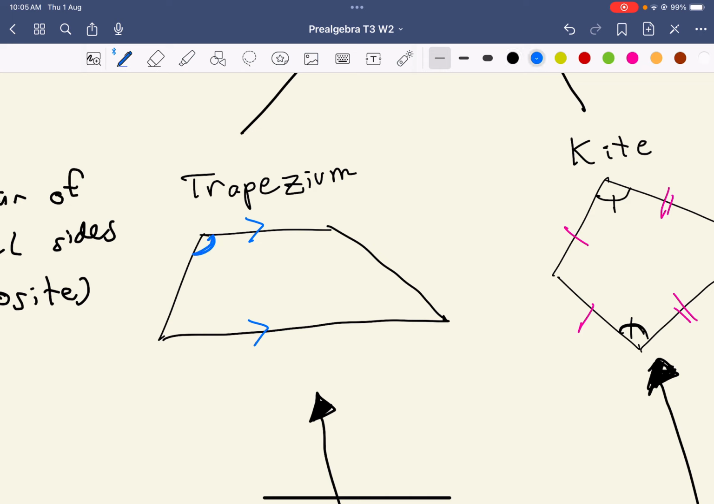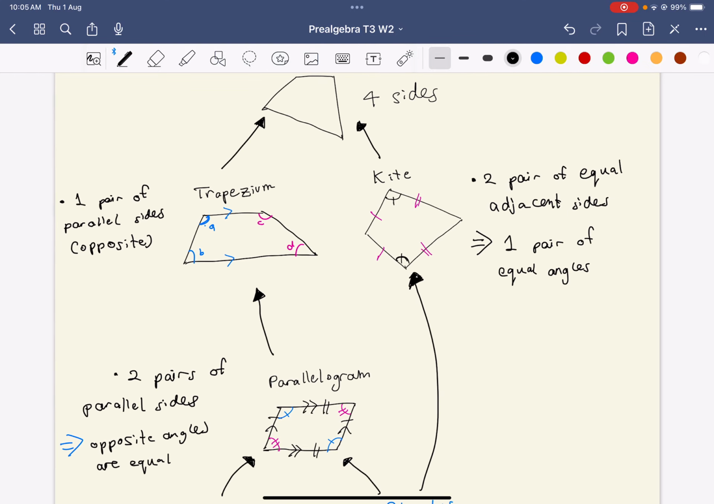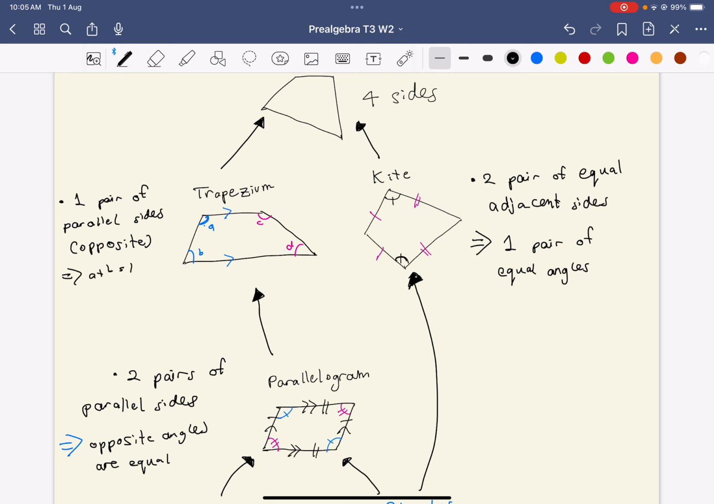This angle, let's call it A. This angle, let's call it B. These two are supplementary because remember, these are co-interior angles. These are parallel lines, right? And same with these two. This is not the definition of a trapezium, but these are consequences of it having a pair of parallel sides. So the consequence is that A plus B is 180, and C plus D is also 180.